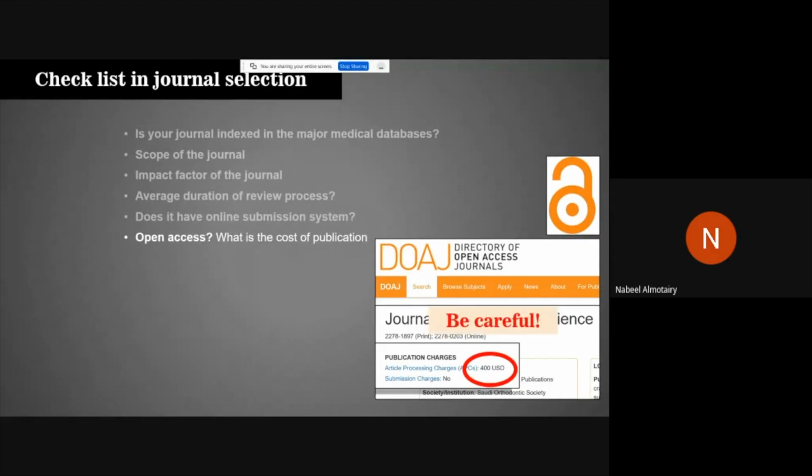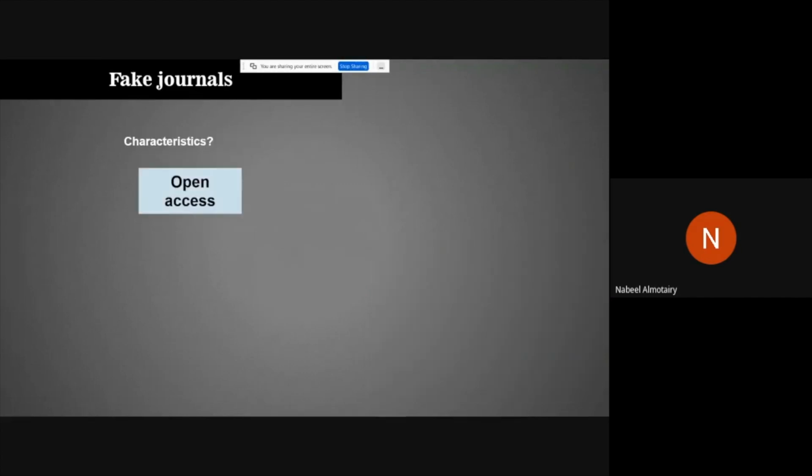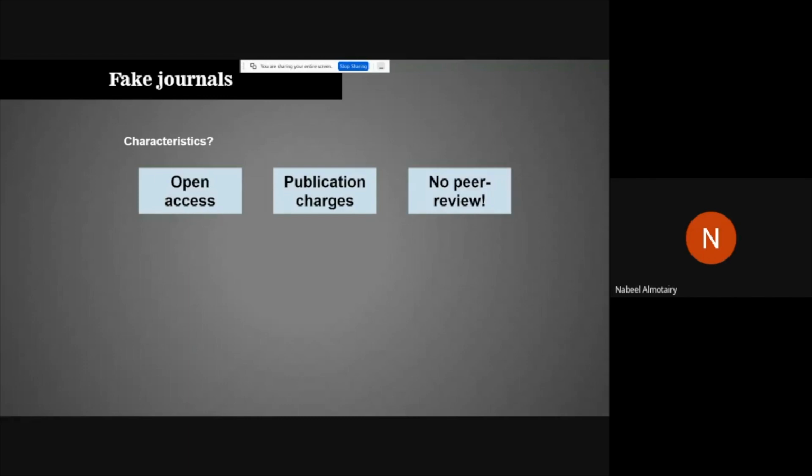But be careful. There are also open access journals that are fake journals, so you have to be careful about that. What are the features of fake journals? Fake journals, as we said, are all open access, but they request publication charges and they have no peer review at all. They only care about the publication charges. It's like a money generating scheme.